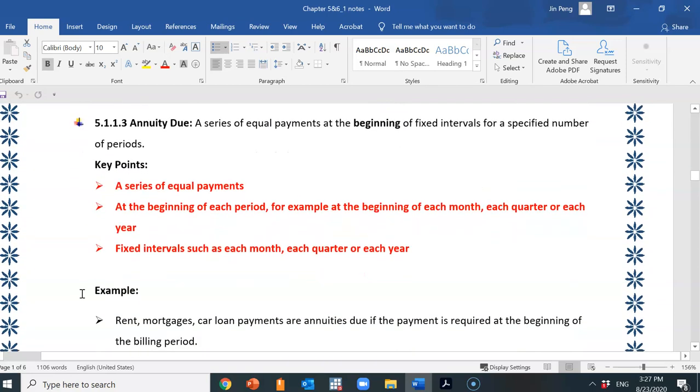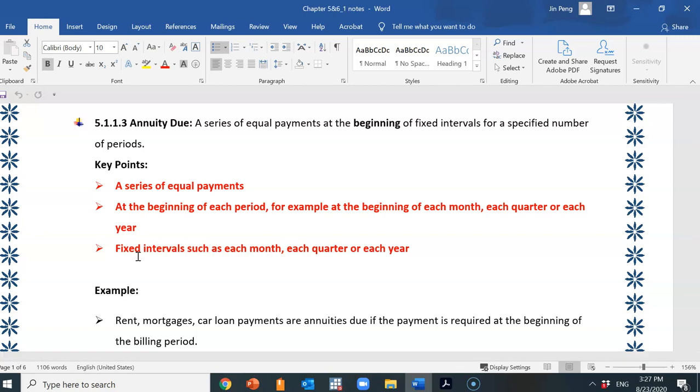We have a sister concept to ordinary annuity, which is annuity due. Annuity due is a series of equal payments at the beginning of fixed intervals for a specified number of periods. There are 3 key criteria to tell if it's annuity due or not. Two of the 3 criteria are the same as ordinary annuity. Annuity due and ordinary annuity are both a series of equal payments, and they're both at fixed intervals, such as each month, each quarter, or each year.